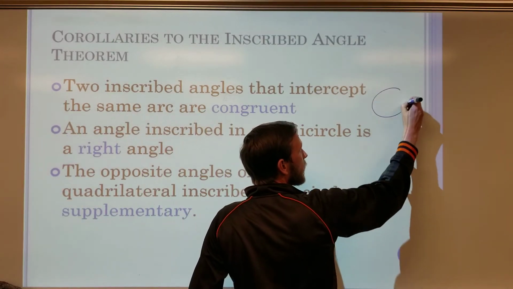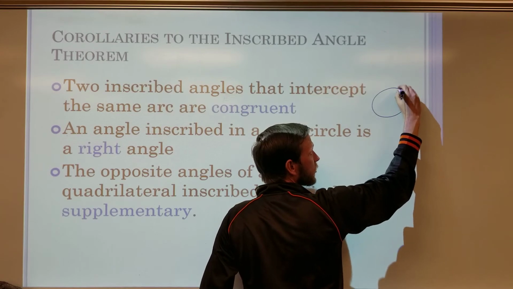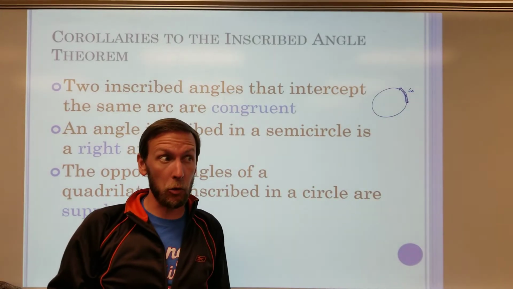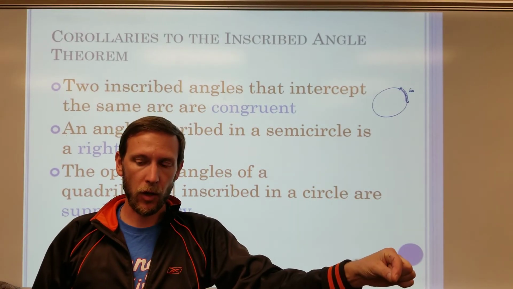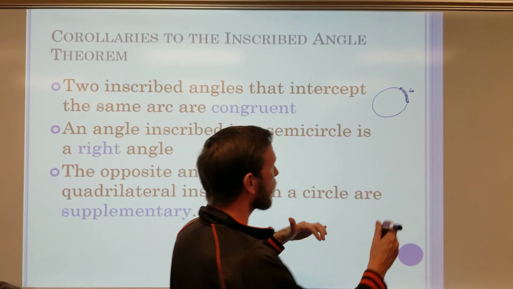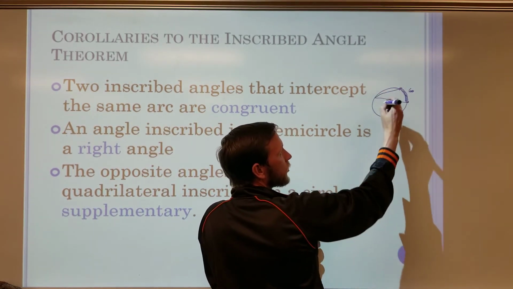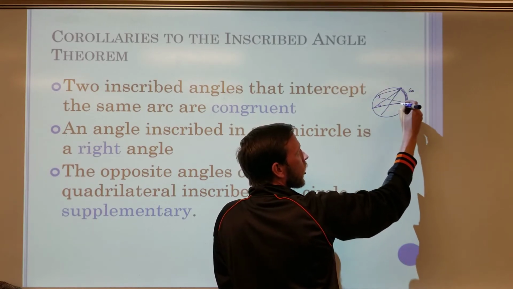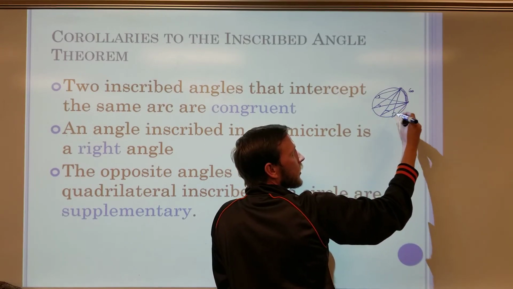So think about that. If I have an arc here that measures 60 degrees, then any inscribed angle intercepting it would have to be half of that, 30 degrees, no matter where it's drawn. And so, if I draw this right here, that would be 30 degrees. If I draw it over here, that would also be 30 degrees. If I draw it over here, these are also 30 degrees. If I draw it over there, this is also 30 degrees.